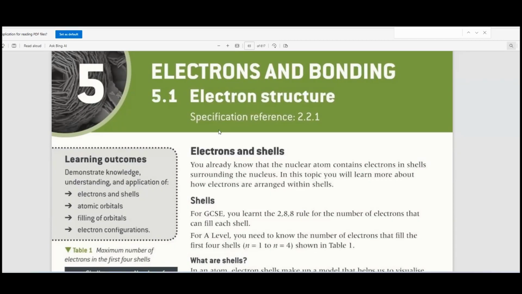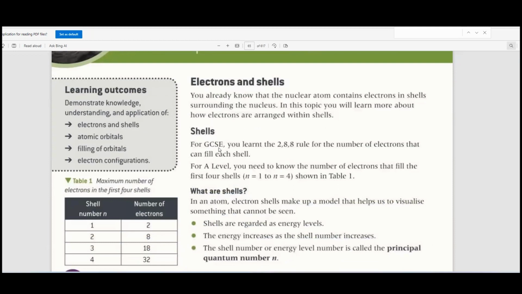Okay, electrons and bonding. So, electrons and shells. You already know that the nuclear atom contains electrons in shells surrounding the nucleus. In this topic, you will learn more about how electrons are in shells.